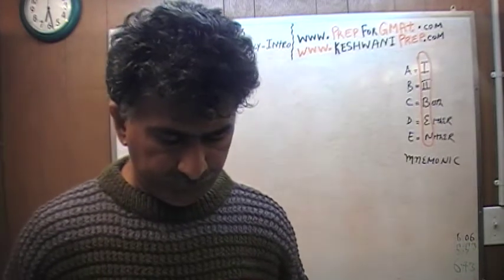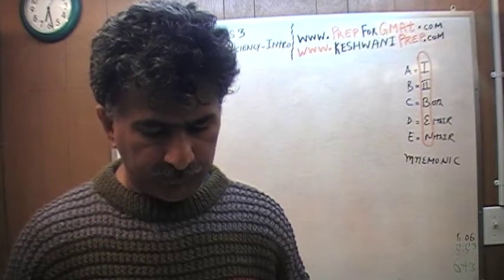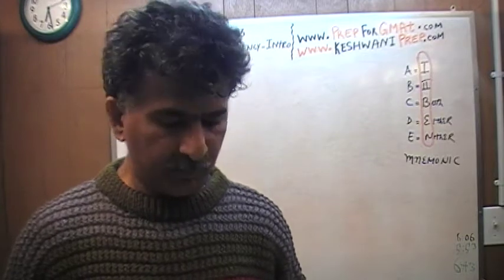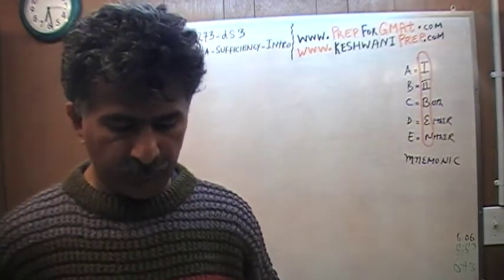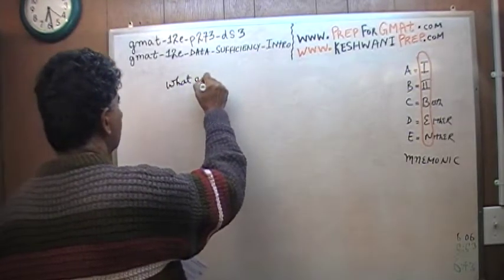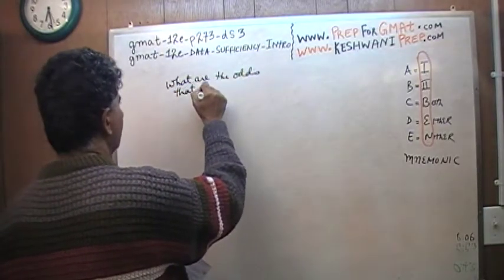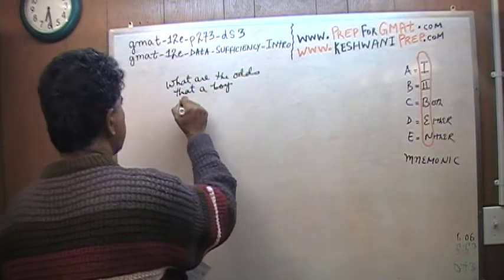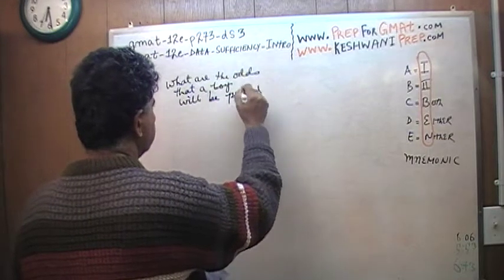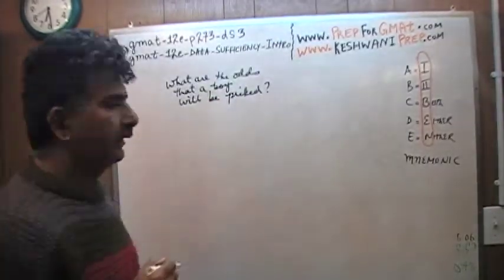Number 3. In a certain class, one student is to be selected at random to read. What is the probability that a boy will read? All right. So they're simply asking you, what are the odds that a boy will be picked? That's all they're asking. What are the odds that the boy will be picked?